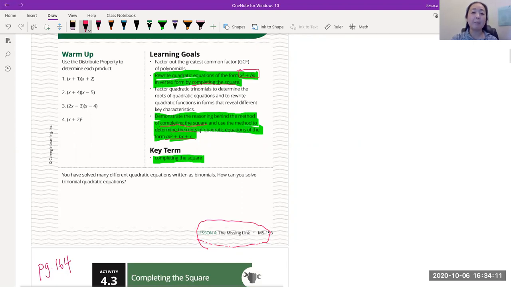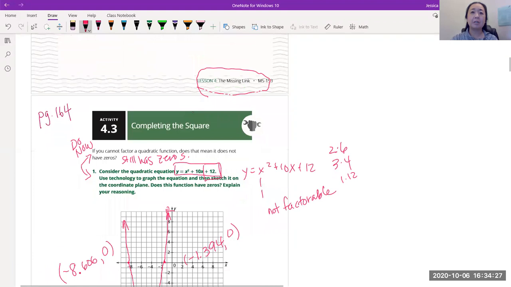So if you remember from last unit, I said there's going to be a time where we're going to be able to find what's called the roots, no matter what they are. And the one way we found from yesterday was by factoring. The question today is, what if you can't factor it? Then what? So here we go.